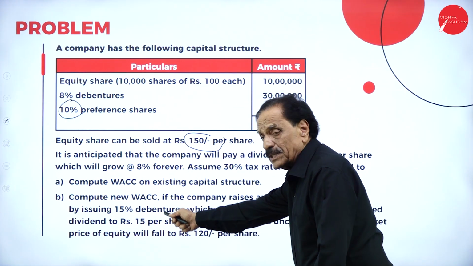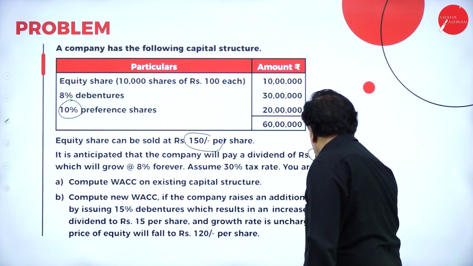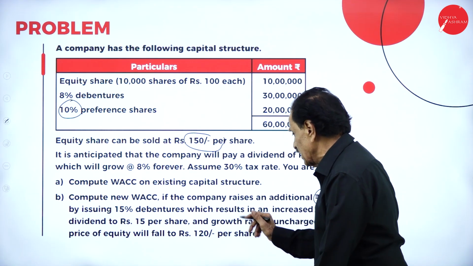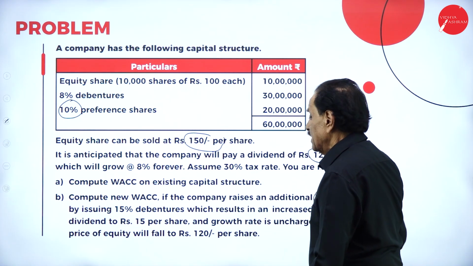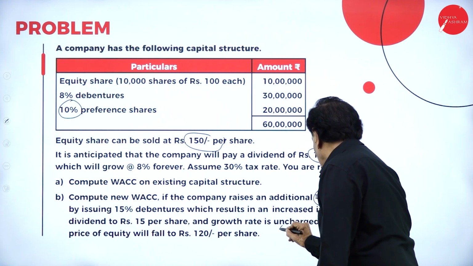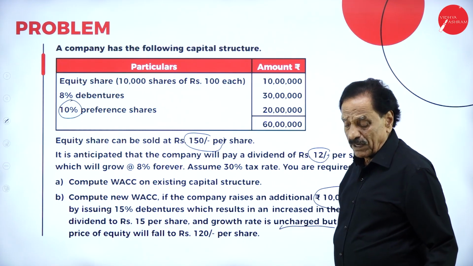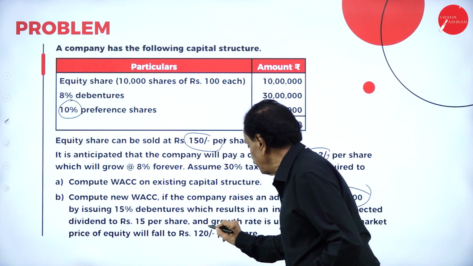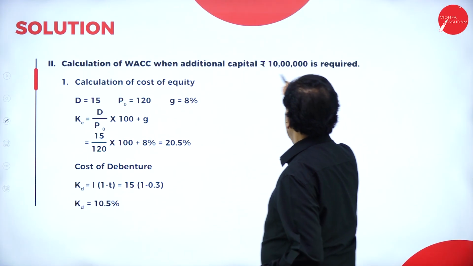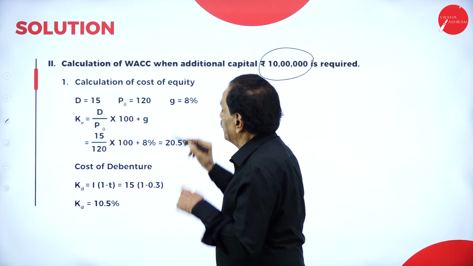Compute the new WACC. The company raises an additional capital of 10 lakh, along with another addition of 10 lakh by issuing 15% debenture, which results in an increase in the expected dividend to 15 per share, and the growth rate is unchanged. But the market price of equity will fall to rupees 120 per share. This is important. So this is the old one. For the new one, the additional capital is 10 lakh. Calculation of cost of capital.